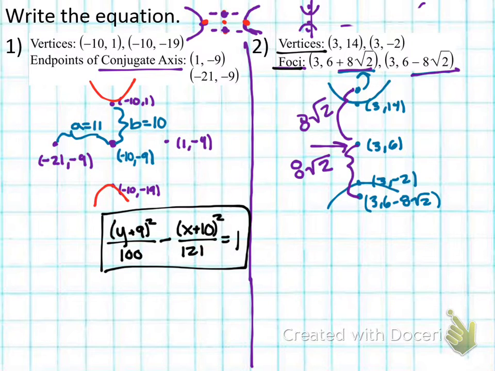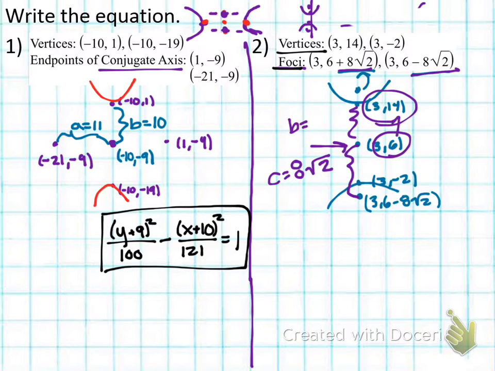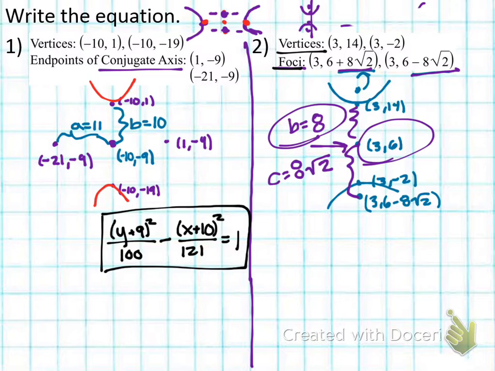Okay, so the C, this is just our distance C here, right? The distance between the center and the foci must be 8√2. Okay, and then this shorter distance from the center to a vertex, it's in the vertical direction, so that's going to be B. And this I can calculate, it's just the distance between 3, 6 and 3, 14. So I know it goes up 8 units to get there, so B is just going to be 8. Okay, then I have my center, I've got B. I need A, though, in order to write my standard form equation. So I need to find that.